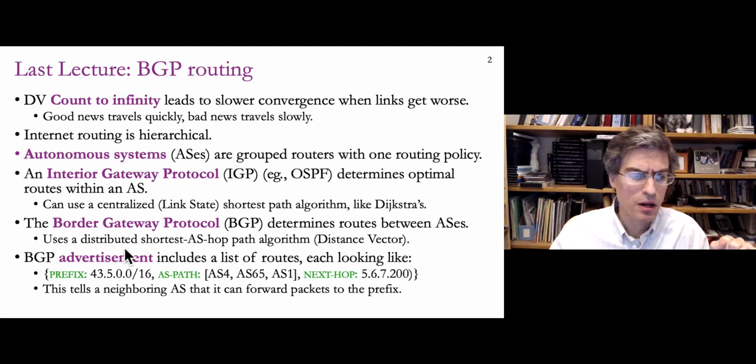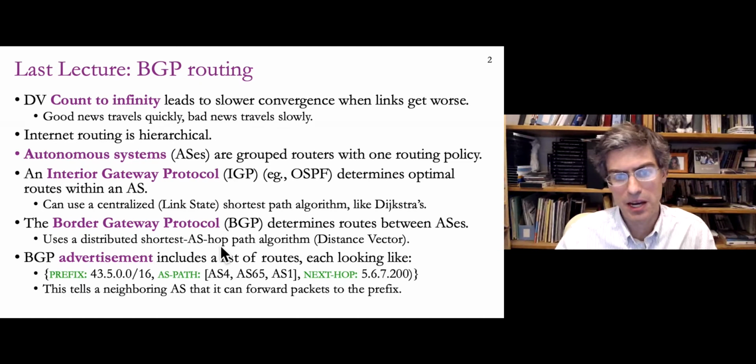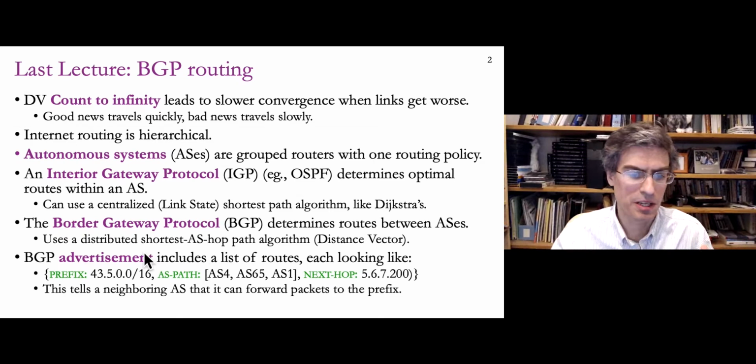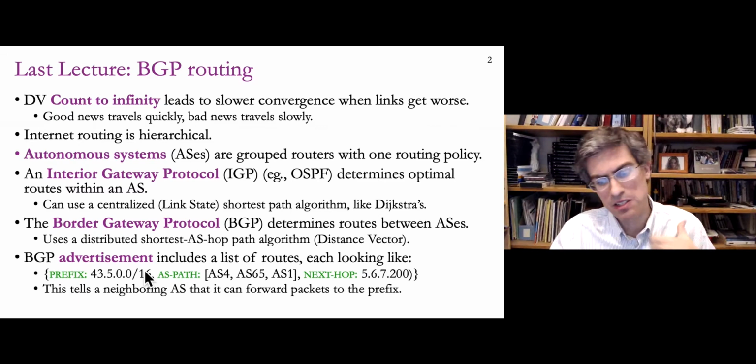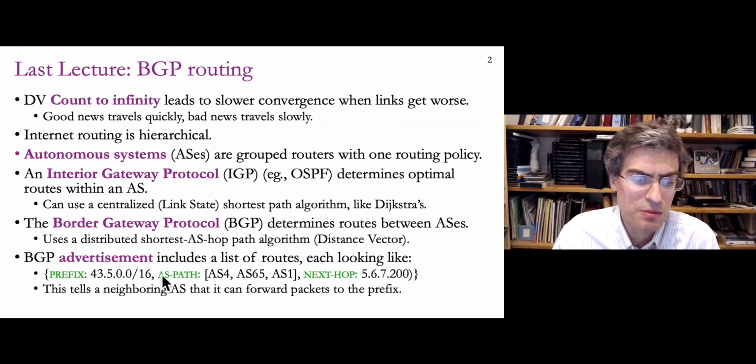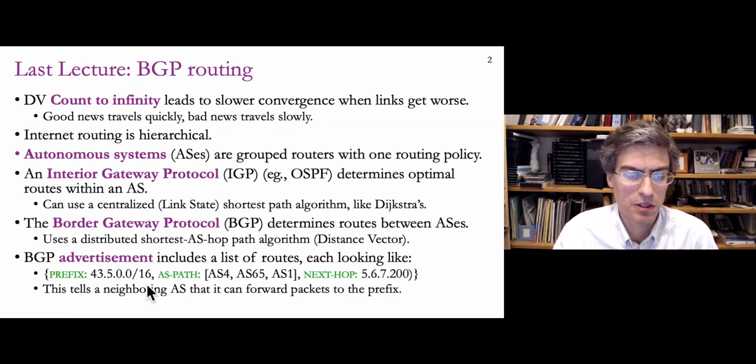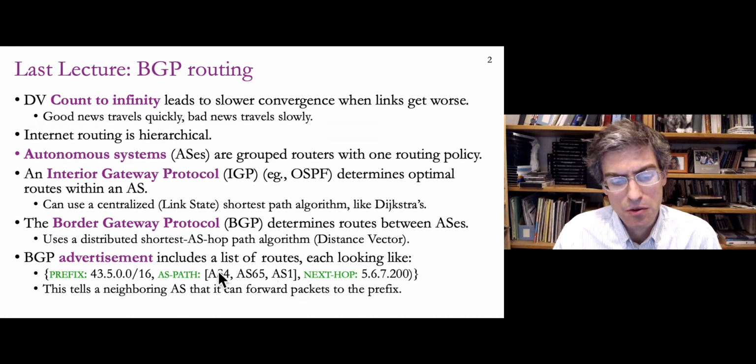BGP solves the shortest AS hop count when it's determining routes, which is not necessarily optimal, so there are some mechanisms to get around that, like local preference to hard code certain choices. And then we looked at the details of a BGP advertisement, and this is the equivalent of a distance vector that's advertised to neighbors. So a BGP advertisement is sent to your neighbors, it tells your neighbors what destinations you can reach, and those destinations are specified as prefixes, so they're basically whole chunks of IP addresses instead of just single nodes as we looked at in the abstract. It also gives what path of autonomous systems is traveled through to reach that destination, and what the next hop is, what the IP address is of the router that a message should be sent to reach that destination.